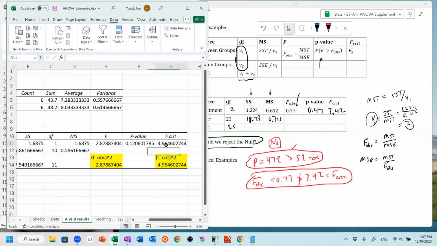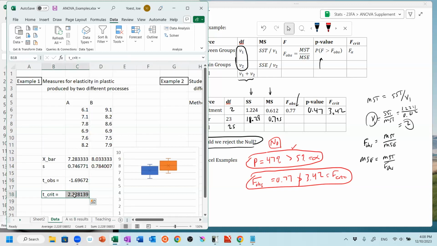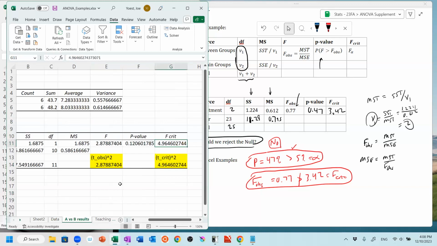We could also look at F critical. Note that F critical is the square of T critical. We look at F critical and we say F observed is not to the right of F critical. 2.87 is not to the right of 4.96. We do not generate a rejection. So we can see here that the F and T tests really are doing exactly the same thing.